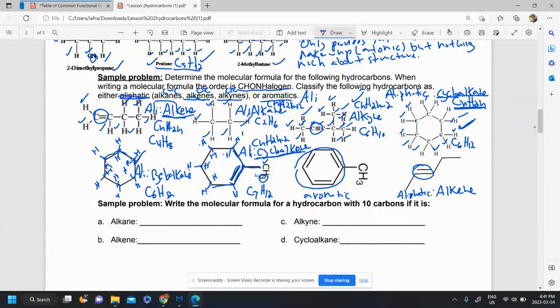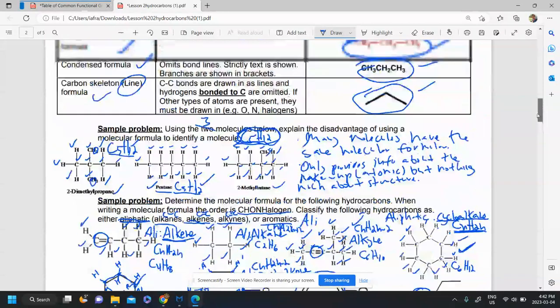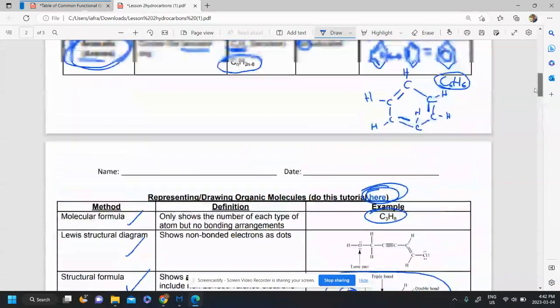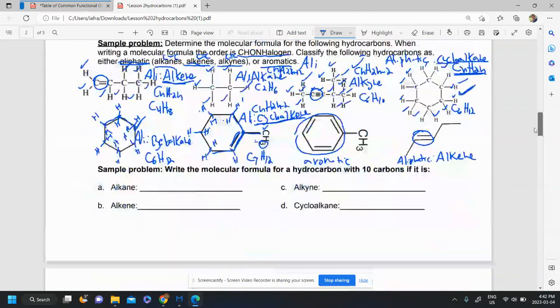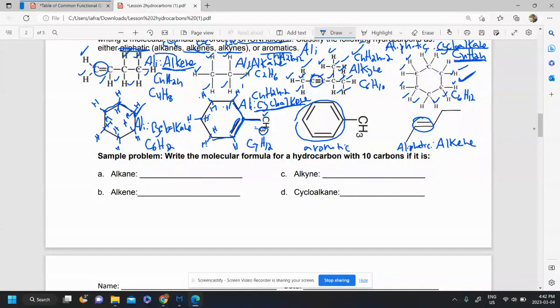So let's take a look at this aromatic one. This would have the benzene ring, but it's not just benzene, so it's not C6H6. You'll notice that we have a carbon connected to it. So there was a general formula for that, CnH2n minus 6. But let's just go count to see if that makes sense first.